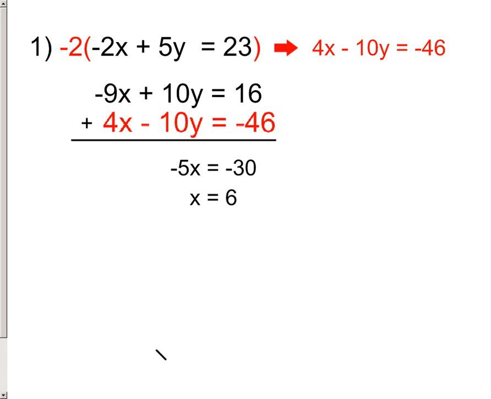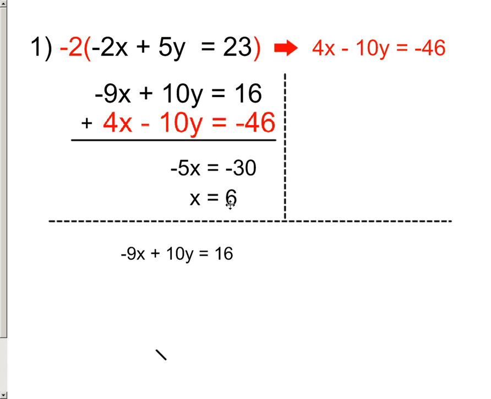And now we can go through and determine what the value for y is by taking this x equals 6 and plugging it back into either of the original equations. Since x is 6, I know that the x in this equation can be turned into a 6, and now we just go and solve for y.